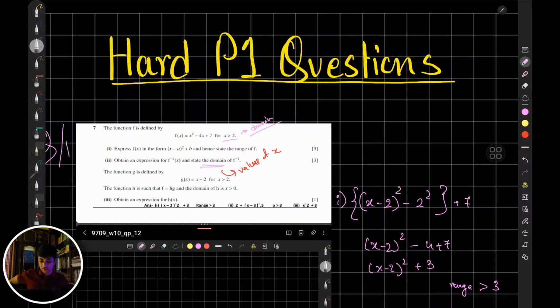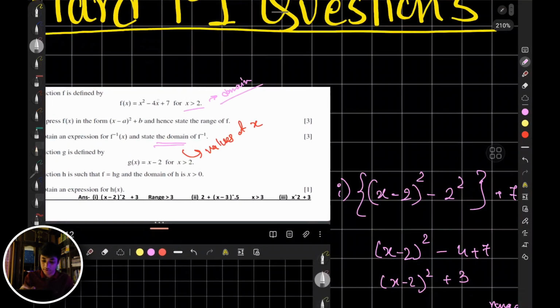What is the first question? Express f of x in the form (x minus a) whole squared plus b. You basically have to complete the square and express this equation in this form. How do you do that? Very simple. You take x, put it over here. You take half of the middle value, which is minus 4x.